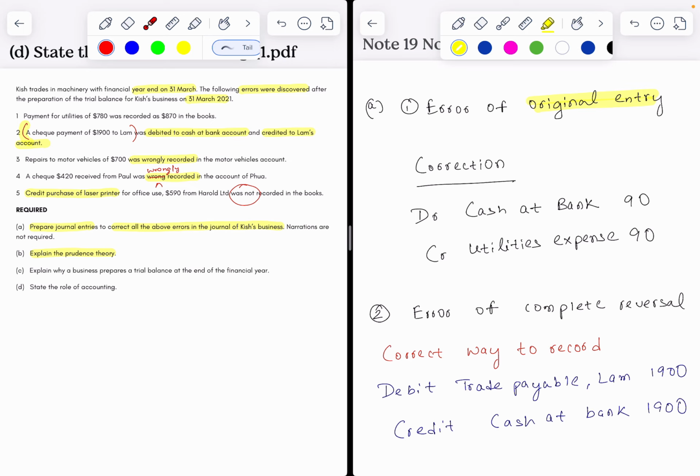Today we have got a practice question for the topic correction of errors. In this question you will learn to prepare the journal entries correctly to correct these errors and also name these errors. We will also look into some accounting concepts.